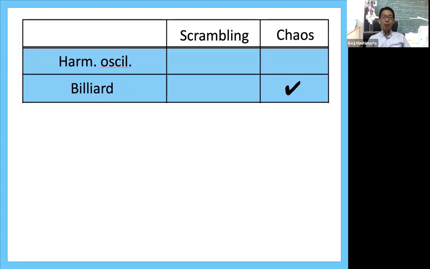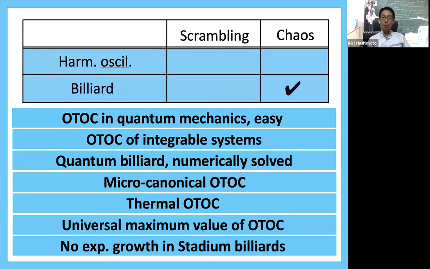And now I have several topics which I want to discuss. So first, I'll show you how to compute OTOCs, and then discuss what the result is for harmonic oscillators and also billiards. And the summary table is here. So billiard doesn't show scrambling, unfortunately. However, of course, it is chaotic.